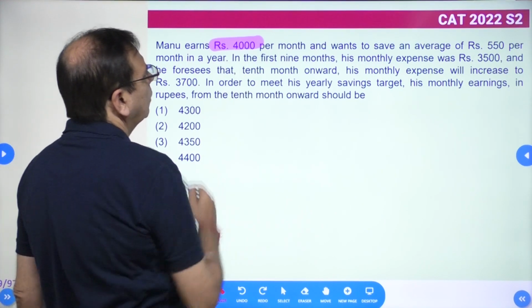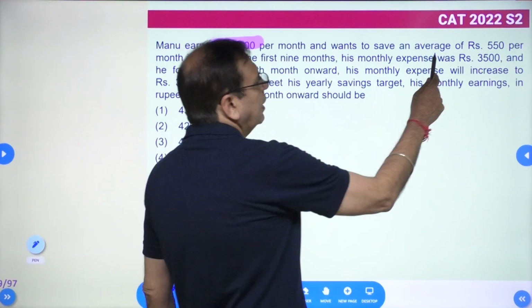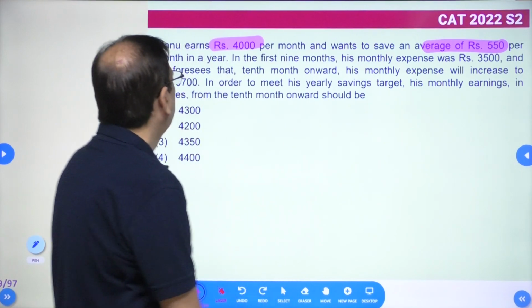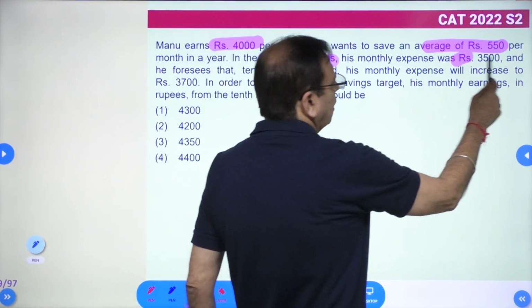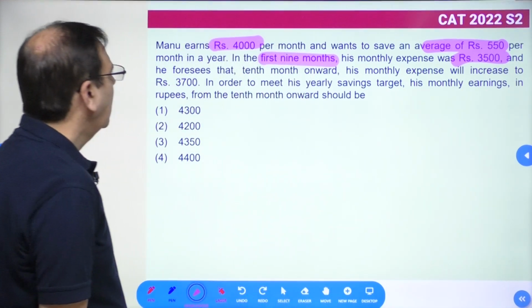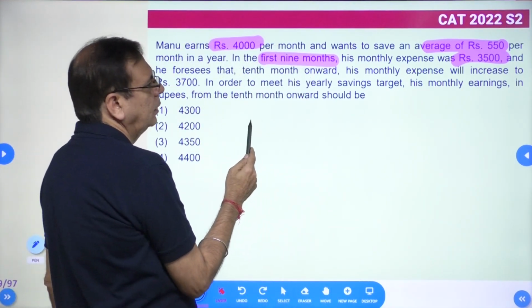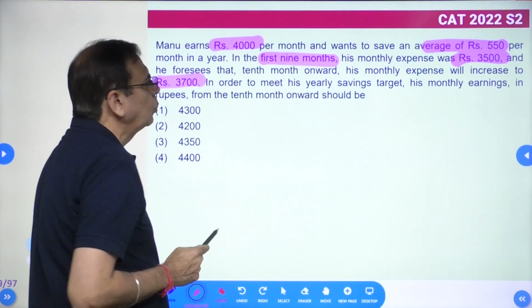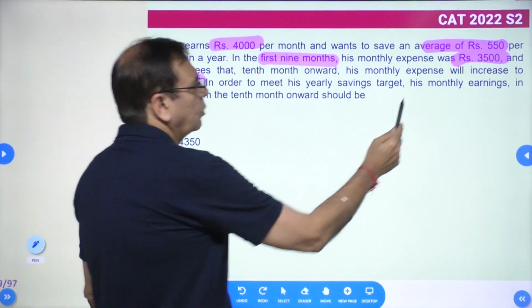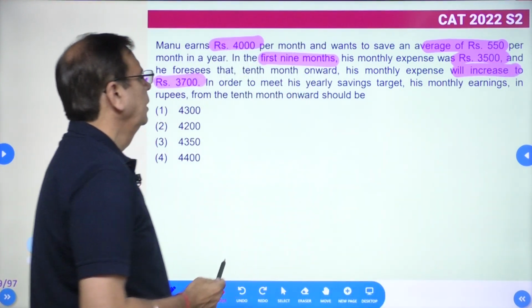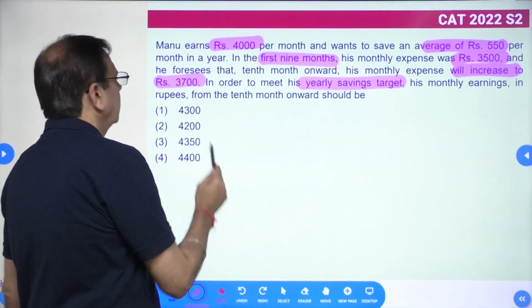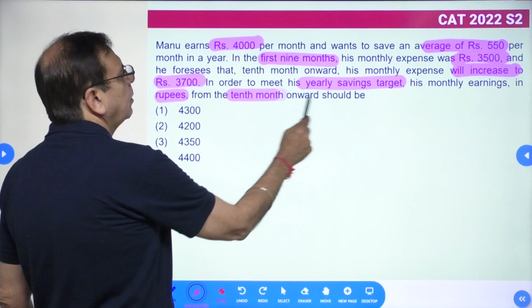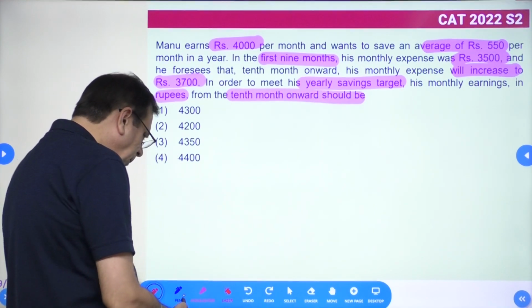Manu earns ₹4,000 a month and wants to save an average of ₹550 per month in a year. In the first 9 months, his monthly expense was 3,500. And he foresees that 10th month onward, his expense will increase to ₹3,700. In order to meet his yearly savings target, his monthly earning in rupees from the 10th month onward should be what? Multiple ways of doing it.